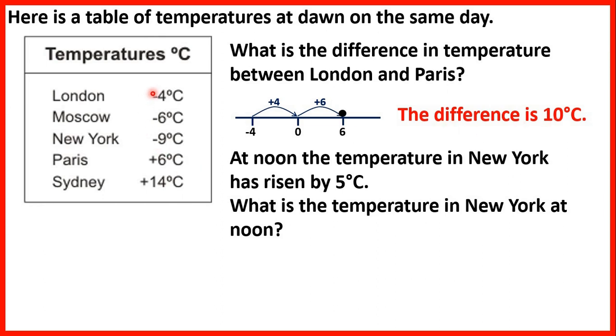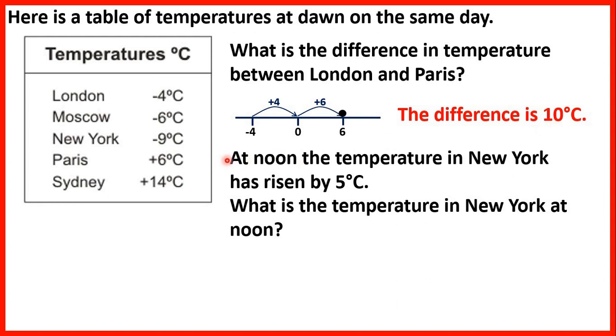Now when you're finding the difference between a negative number and a positive number, what you can do is ignore the negative and positive signs and just add the numbers. 4 plus 6 is 10, so the difference is 10.